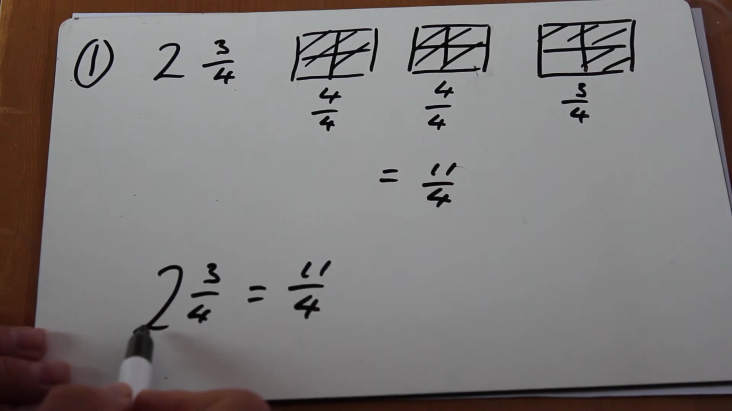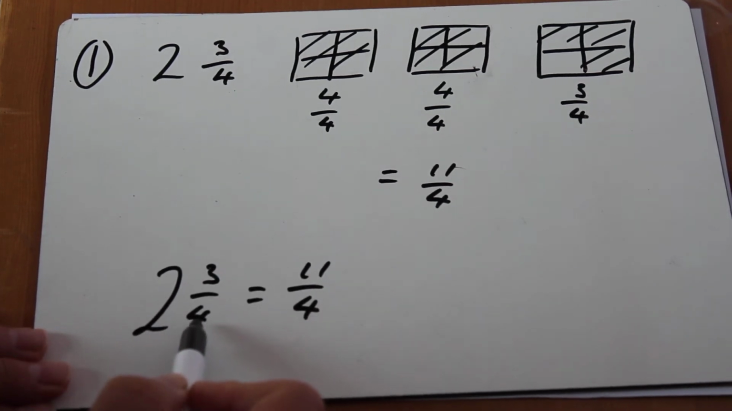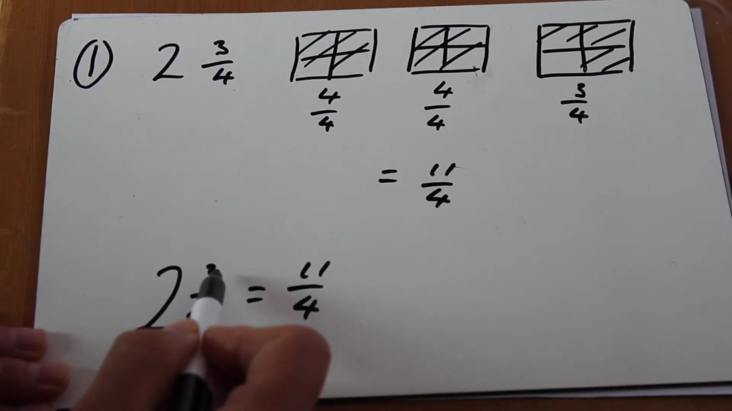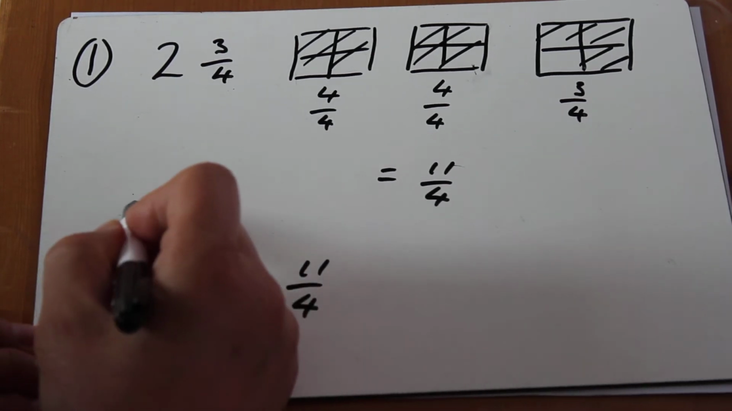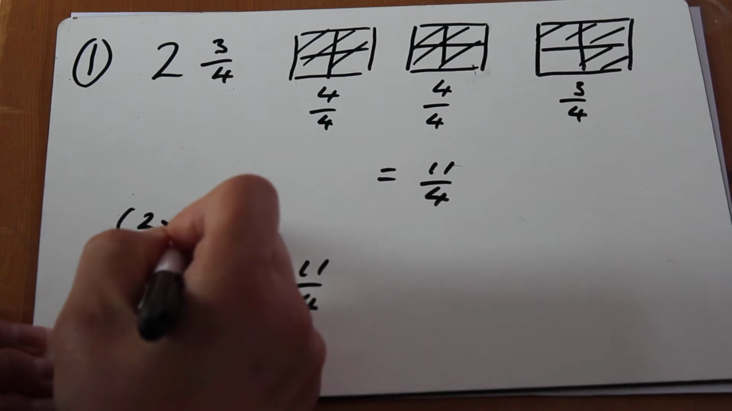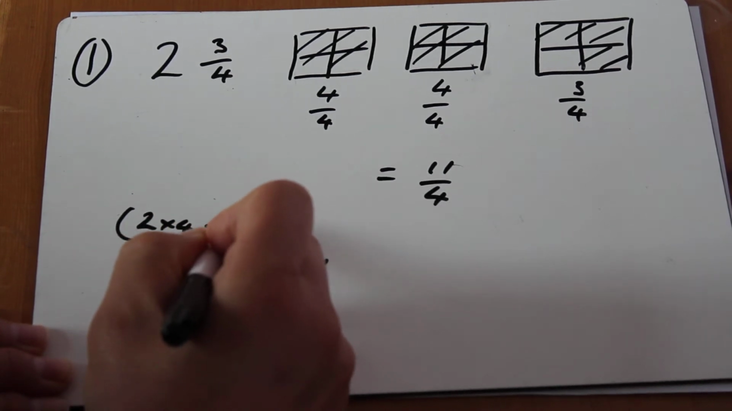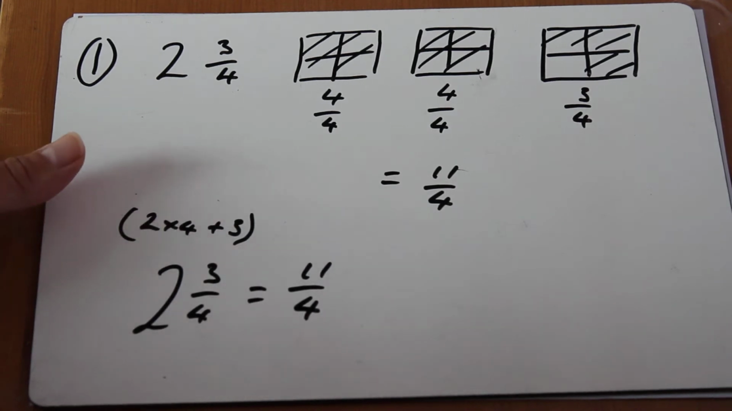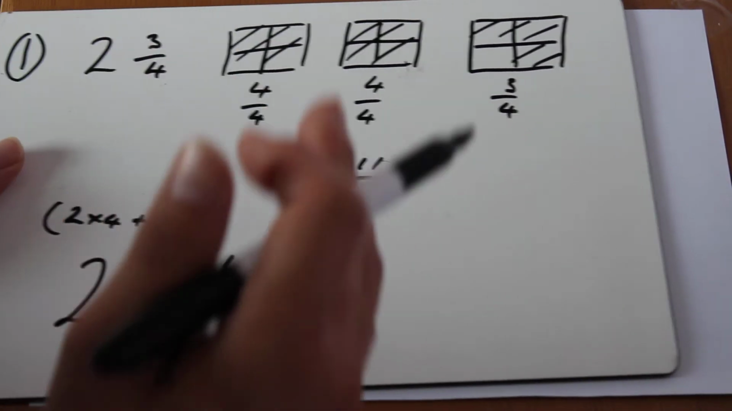You take the whole number and you multiply it by the denominator. So you do 2 times 4, which gives me the 8. Then I add the 3 onto that to give me 11. So if I put in brackets here, 2 times 4, add 3. And that's the same method that we use for every single question. So let's look at some examples now of how we can do that without drawing the diagrams.